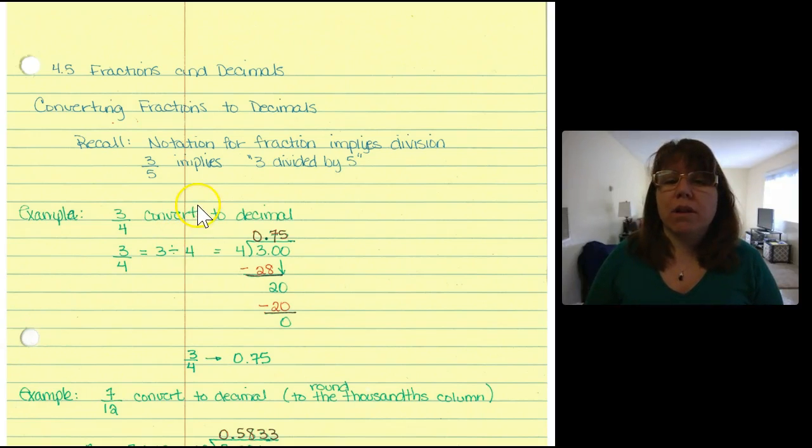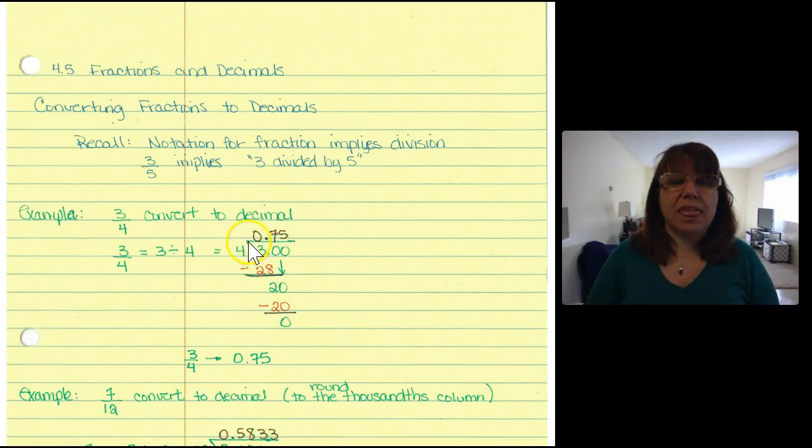So if we recall, our notation for fraction just implies division. So 3/5 implies 3 divided by 5. If we want to convert to a decimal, we're just going to take the denominator and divide it into our numerator. 3/4, let's convert it to decimal. Well, 3/4 is the same thing as 3 divided by 4, so 4 is our divisor and 3 is our dividend.